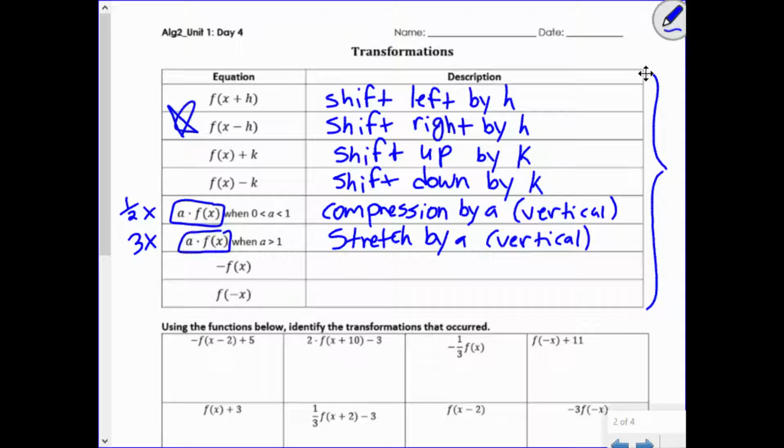And then lastly, these are our two reflections. If you multiply the very front with a negative, that is a reflection over the x-axis. So you can have that negative at either the front on the outside, or you can have it in front of the x on the inside of the function. If it's outside, at the very, very front, that's a reflection over the x-axis. If it's inside the parentheses with the x, that is a reflection over the y-axis.